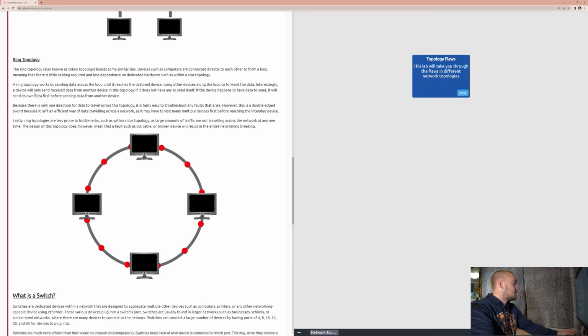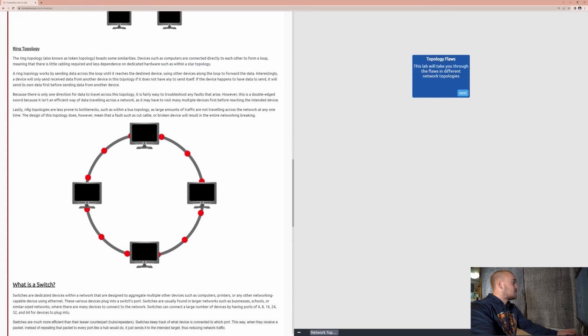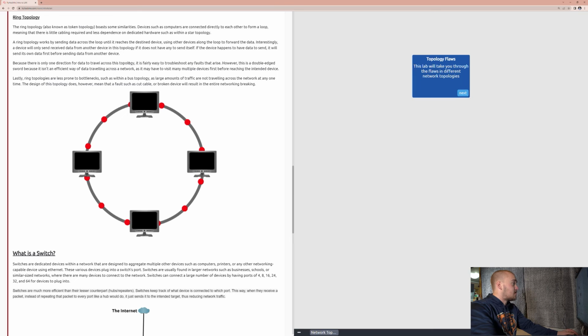Interestingly, a device will only send or receive data from another device in this topology if it does not have to send data itself. If the device happens to have data to send, it will send its own data first before sending data from another device. Because there's only one direction for data to travel across this topology, it's fairly easy to troubleshoot any faults that arise. However, this is a double-edged sword, because it isn't an efficient way of data traveling across a network, as it may have to visit multiple devices first before reaching the intended device.